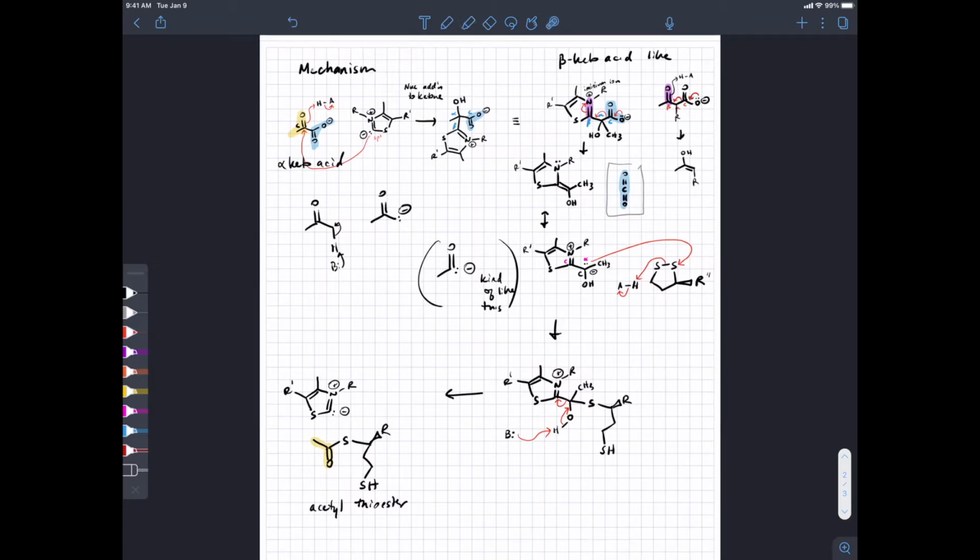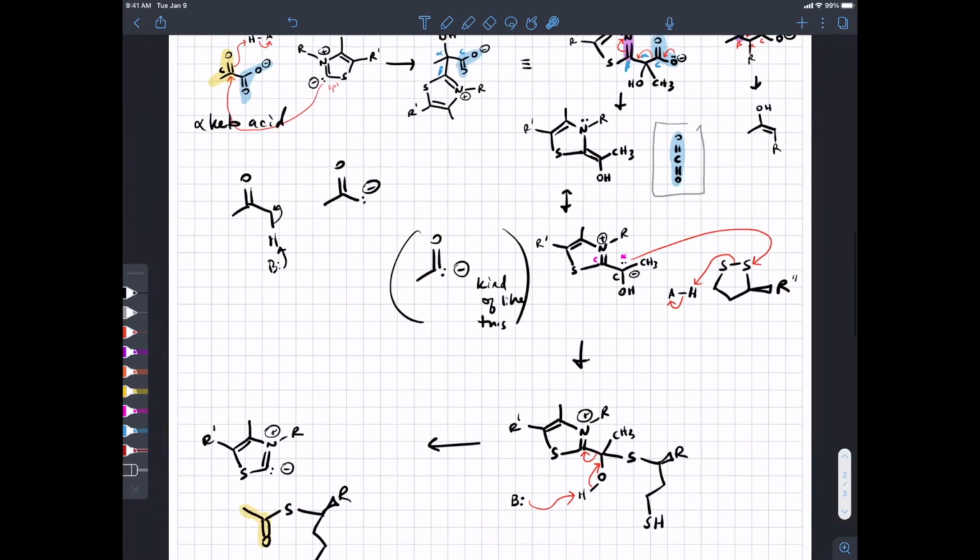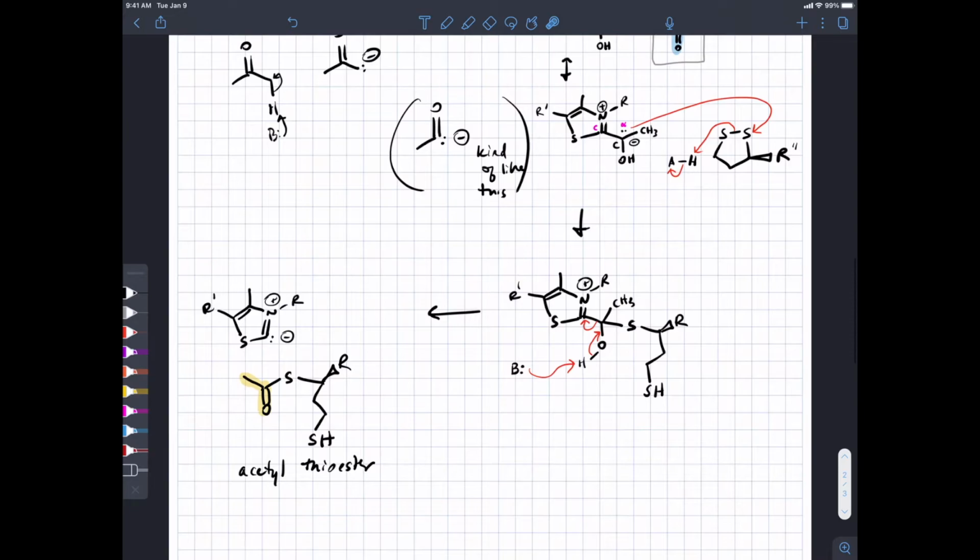And then after the decarboxylation, we have the carbon that was alpha to the carboxylate and alpha to the iminium act as a nucleophile to attack the sulfur-sulfur bond, break that bond, and make a new carbon-sulfur bond. And then when we kick thiamine back off as a leaving group, we've now got a thioester.